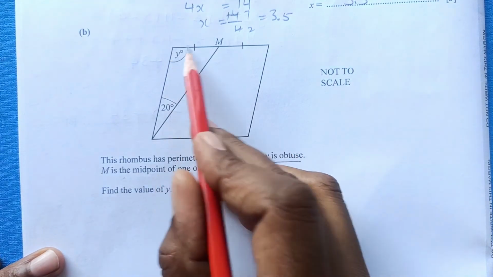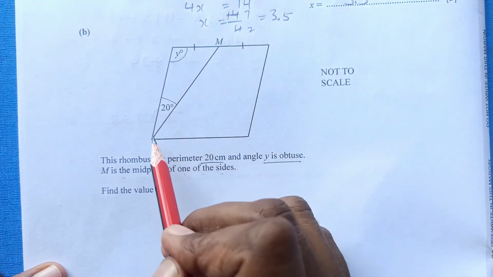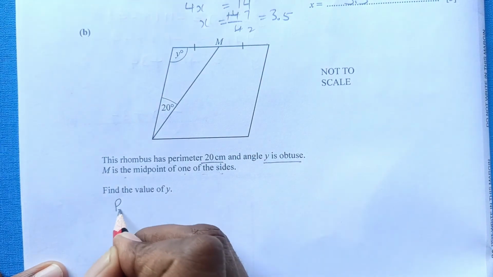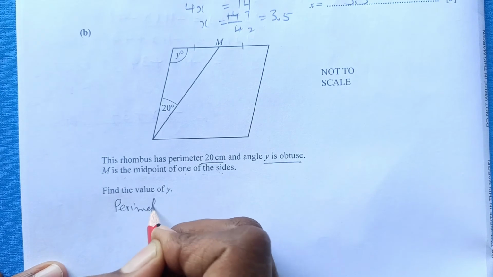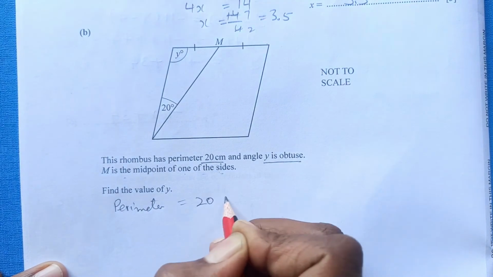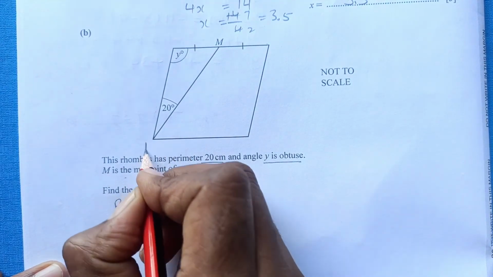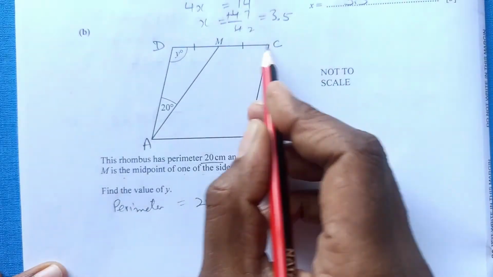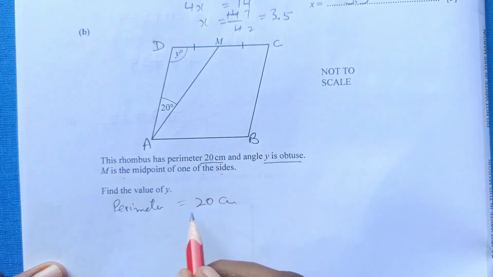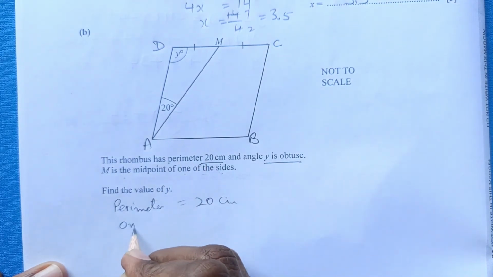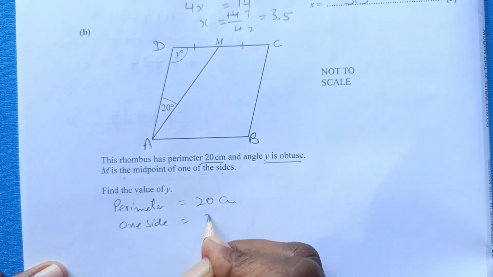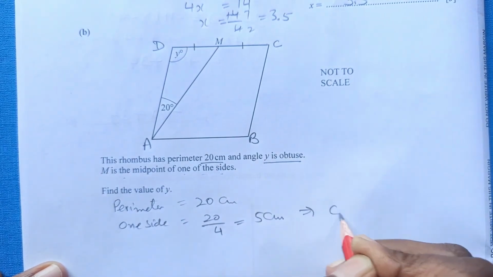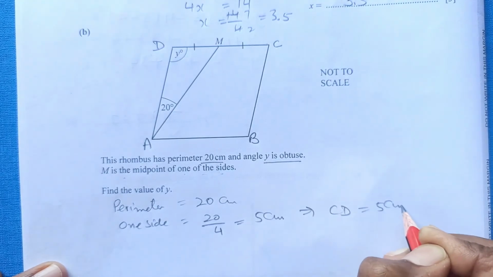So M is the midpoint of this side. As this is a rhombus, all the sides are equal. The perimeter of the rhombus is given as 20 centimeters. Let's name the vertices A, B, C, D. One side will be 20 over 4, which is 5 centimeters. So CD is 5 centimeters, right?